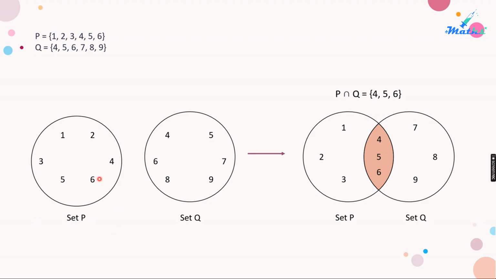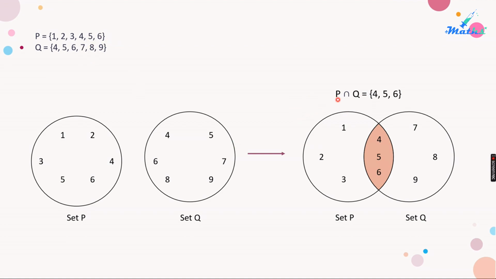This is a set P, and these are the elements in set P: 1, 2, 3, 4, 5, and 6. We can write it like this: set P equals bracket 1, 2, 3, 4, 5, 6. And this is set Q. The elements in set Q are 4, 5, 6, 7, 8, and 9. Q equals bracket 4, 5, 6, 7, 8, and 9.